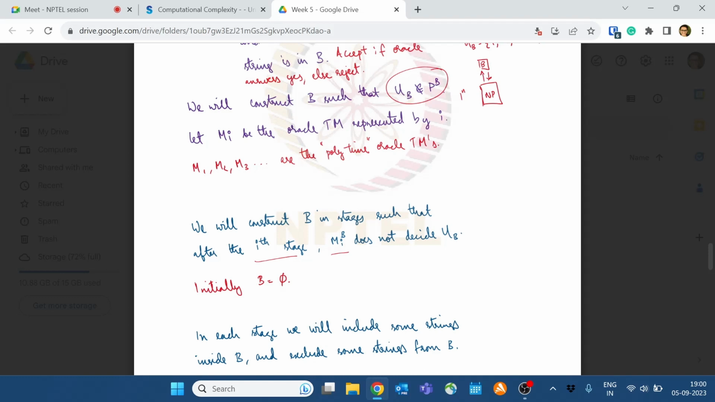So basically, this is diagonalization. In the jth stage, MjB would not decide UB, with UB evolving itself through the stages. So whatever UB would be at the jth stage, MjB would not decide that. Even though UB evolves, we would ensure throughout the proof that it evolves in such a way that, let's say in the ith stage, MiB did not recognize UB at that point in time. Then we would evolve UB so that it would also never recognize the modified UB. That is what happens in the proof, and when we go to the proof, I'll point out why that is true.